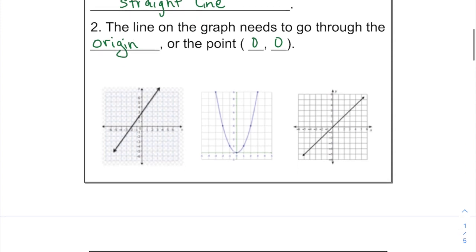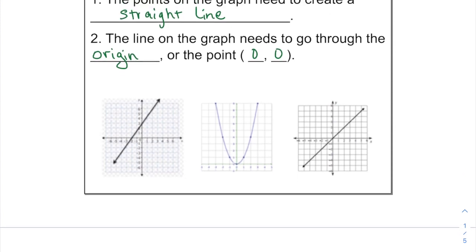Let's take a look at these three graphs here. This first graph is not proportional because it does not go through the origin. It is a straight line, but it does not go through the origin, so it's not proportional. The second graph is called a parabola. You'll learn about that in high school, but this is not a straight line, so not proportional. The third graph is a very nice and straight line, and it goes right through the origin, so this line is in fact proportional.